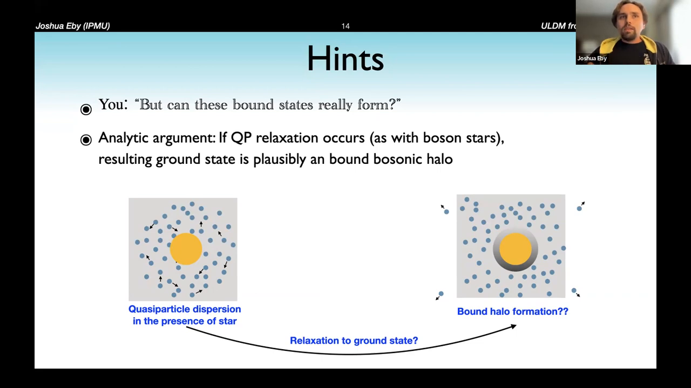Then the question is, what is the ground state that is being sampled in this process? The ground state of this system is clearly deep inside this gravitational well of the sun. The very obvious ground state in this picture is a bound state around the sun. So if these quasi-particles have sufficient time to sample the states available to them, some of them will find their way into this ground state, which is a bound state. That's all you need to believe in order to believe there'll be some amount of bound mass around the sun. This does not prove that the time scale is fast. It doesn't prove that it's faster or slower than it would be for the self-gravitating case, but the same dynamical processes should still be present.